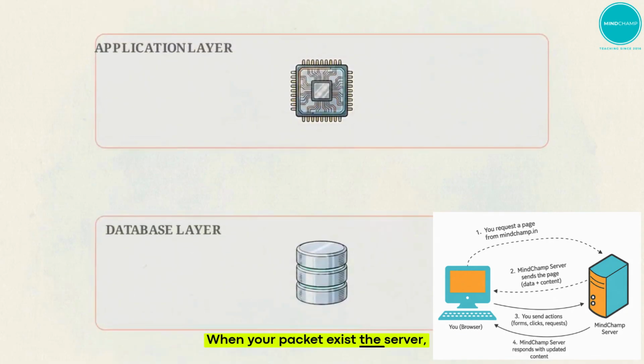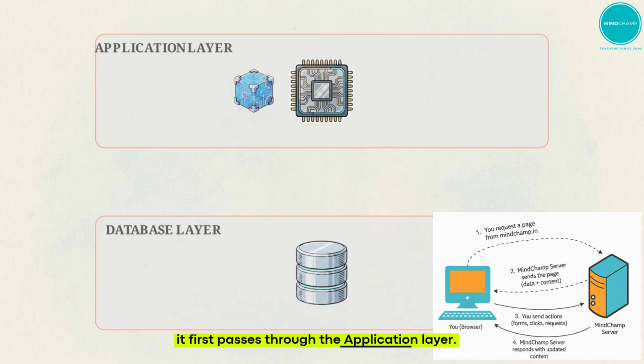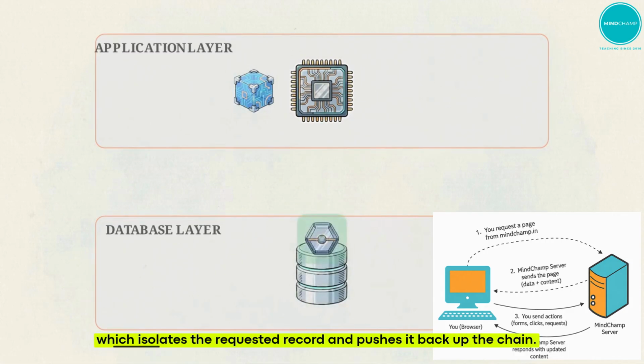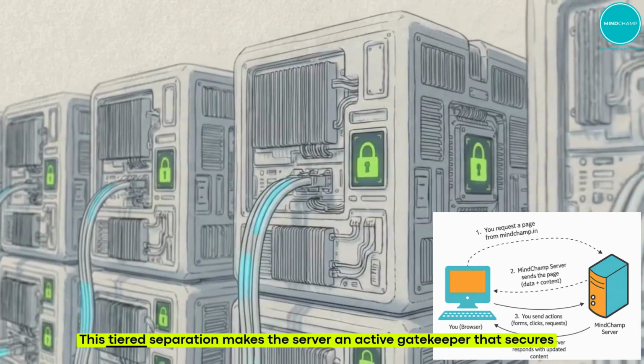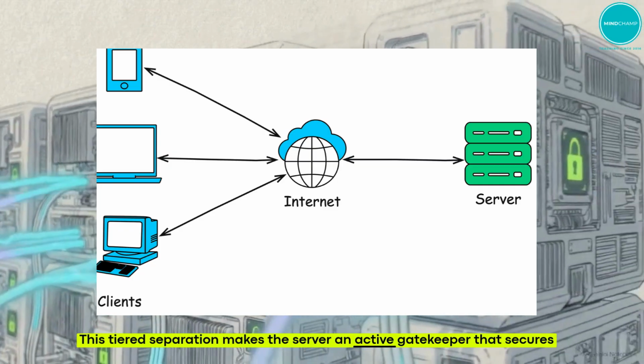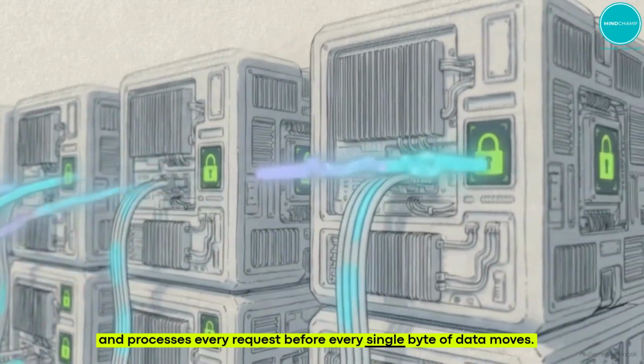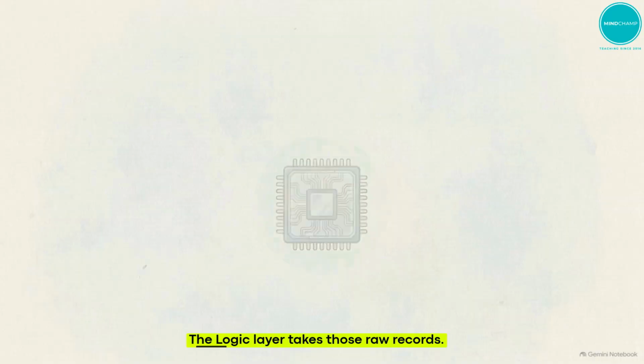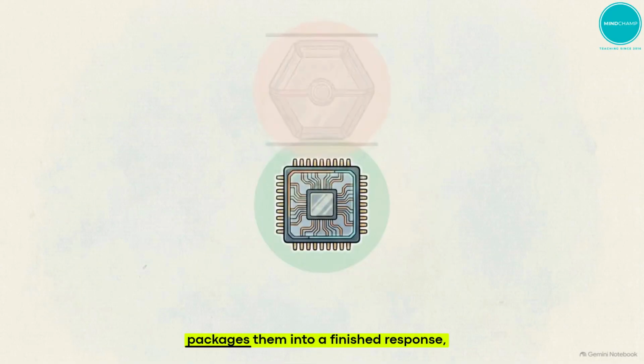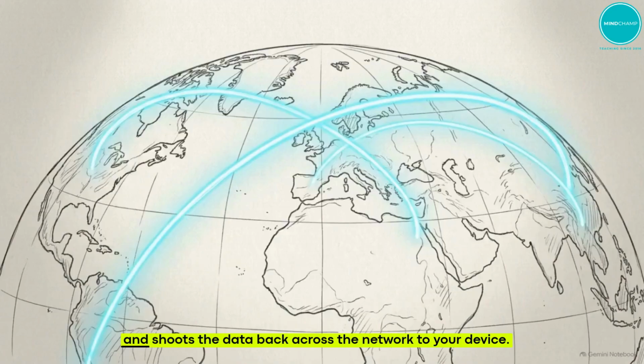When your packet hits the server, it first passes through the application layer. This logic brain filters your request, verifying details. Once confirmed, it sends a query to the database, which isolates the requested record and pushes it back up the chain. This tiered separation makes the server an active gatekeeper that secures and processes every request before a single byte of data moves. The logic layer takes those raw records, packages them into a finished response, and shoots the data back across the network to your device.